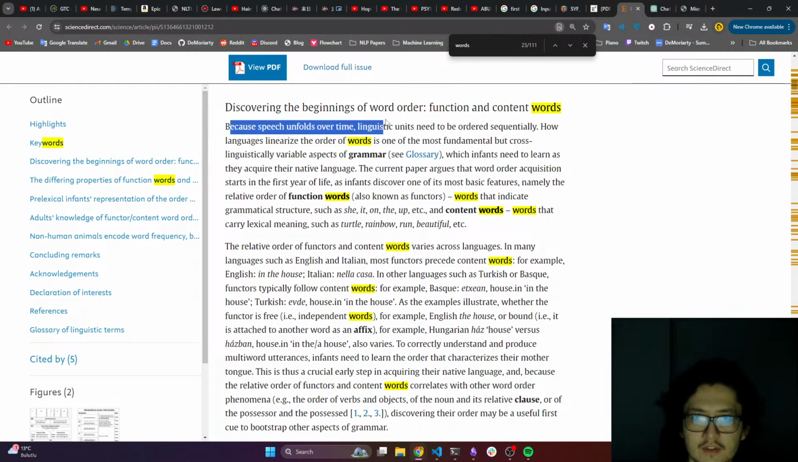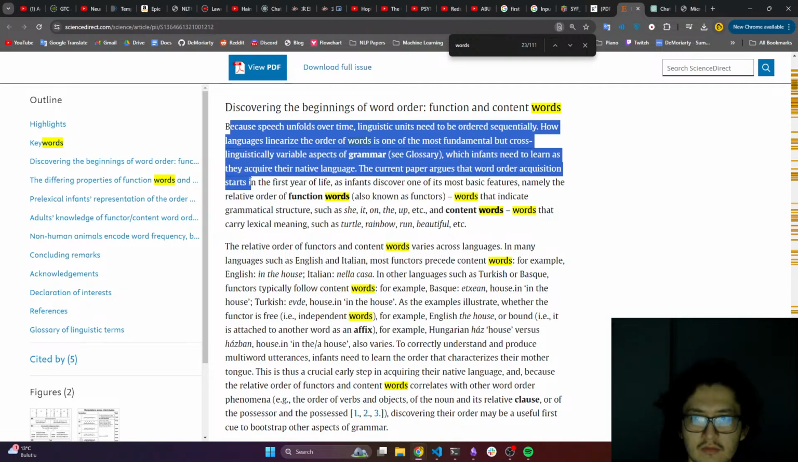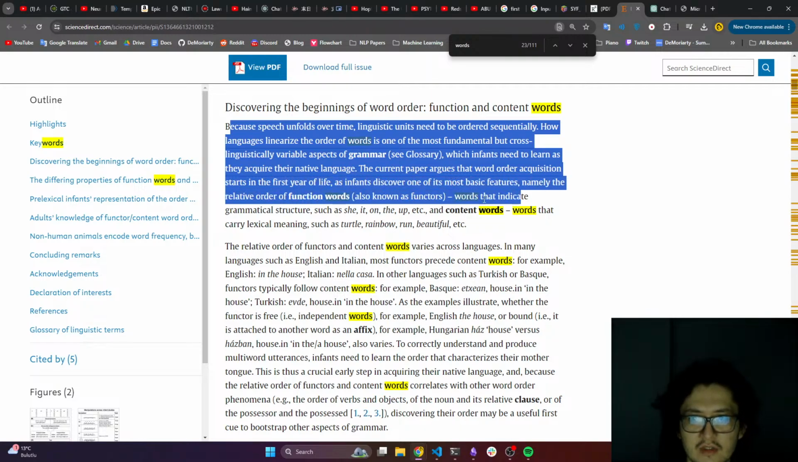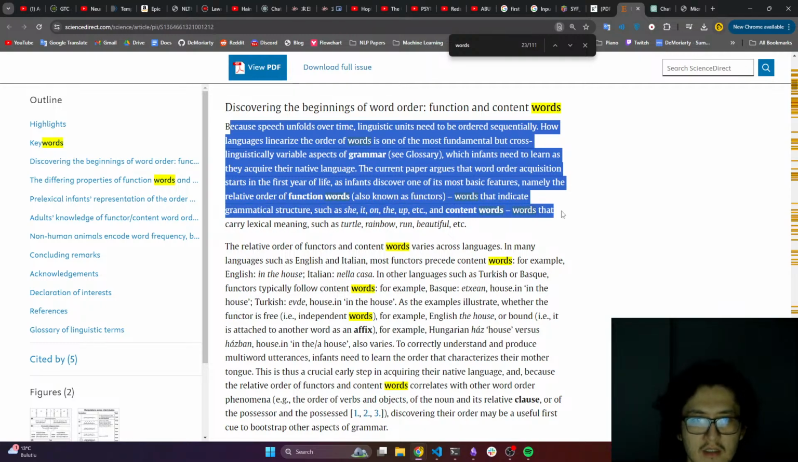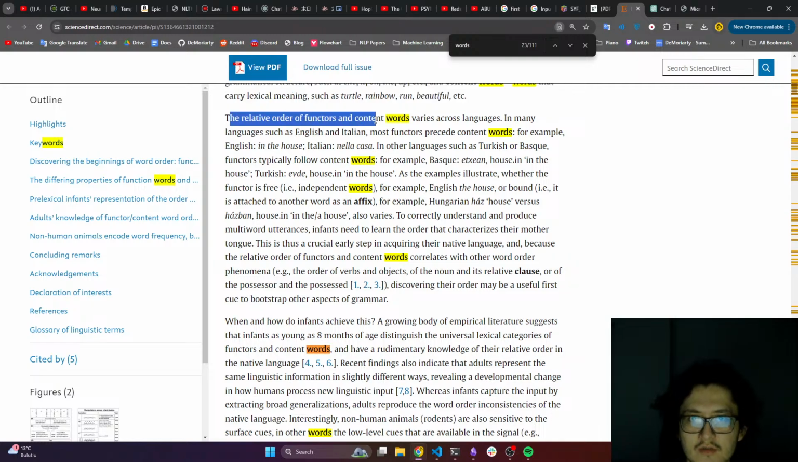Because speech unfolds over time, linguistic units need to be ordered sequentially. How language linearizes the order of words is one of the most fundamental but cross-linguistically variable aspects of grammar, which infants need to learn as they acquire their native language. The current paper argues the word order acquisition starts in the first year of life, as infants discover one of the most basic features, namely the relative order of function words, words that indicate grammatical structure, and content words that carry lexical meaning. The relative order of functors and content words varies across languages.